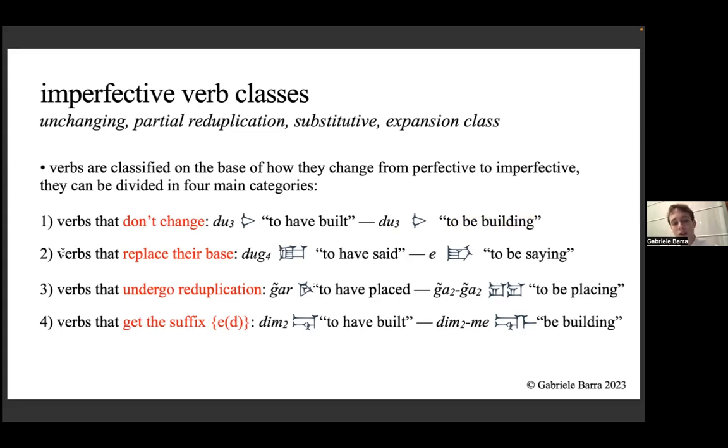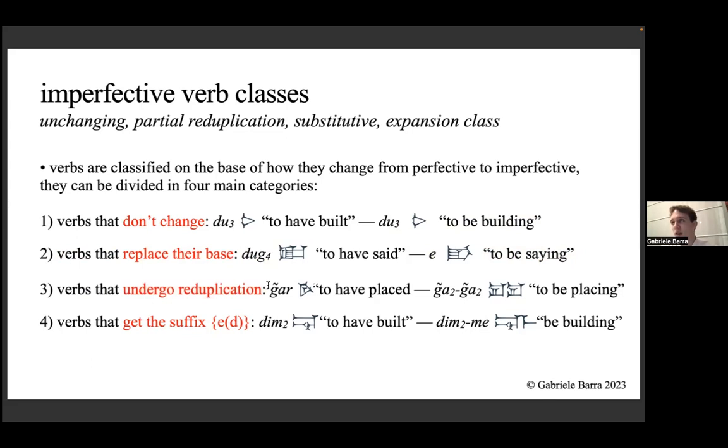Some verbs have a totally different appearance. So we say that they replace their base. The base is basically the verb itself. So dug4, to have said in the perfective. E, to be saying. So you see how that totally changes? That's hard to confuse.